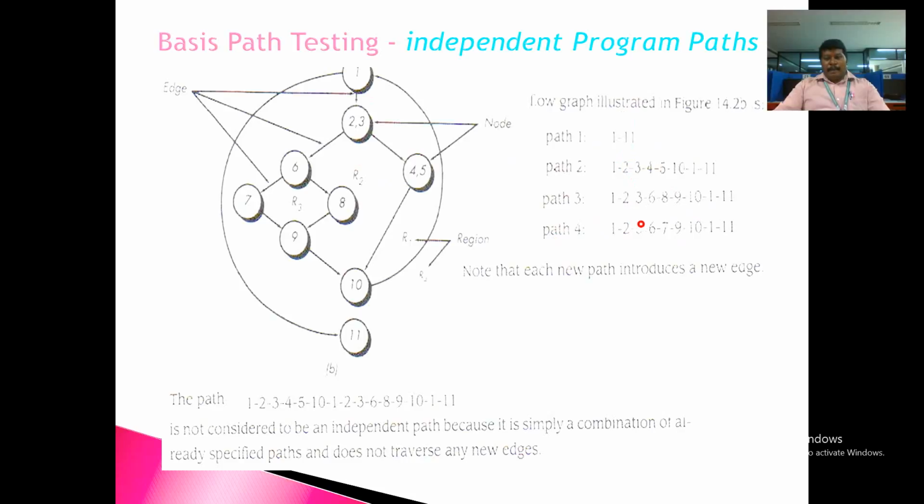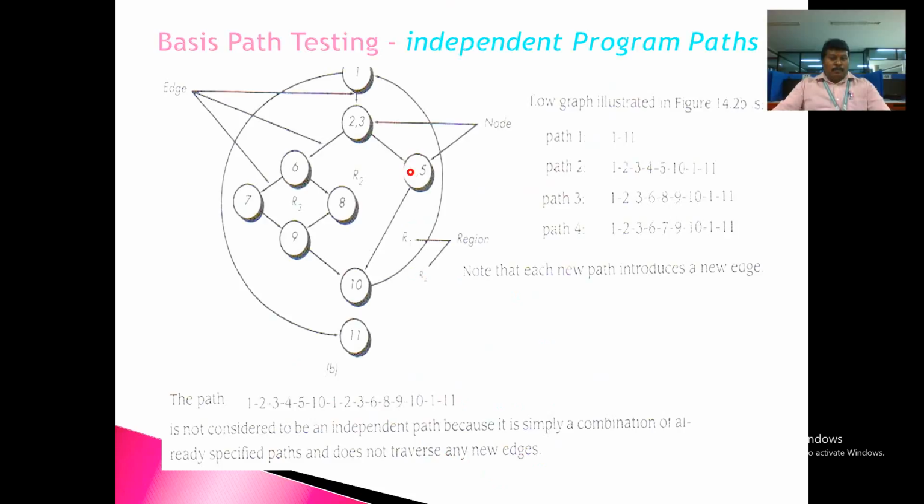These four independent paths can ensure that at least one time all the statements in the program can be executed. You may be considering another path. This is not a new path because it is a combination of already discovered paths, and also this does not introduce any new edges.